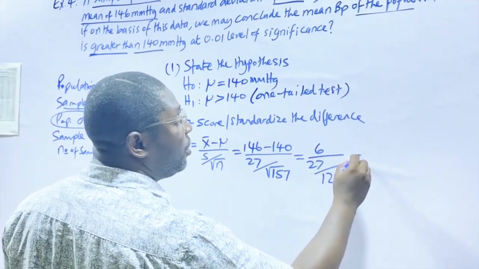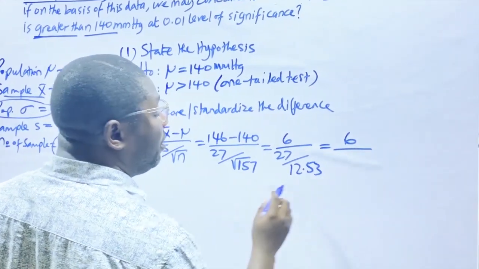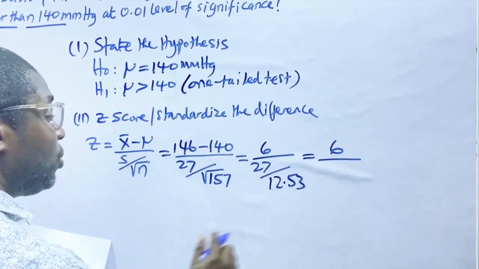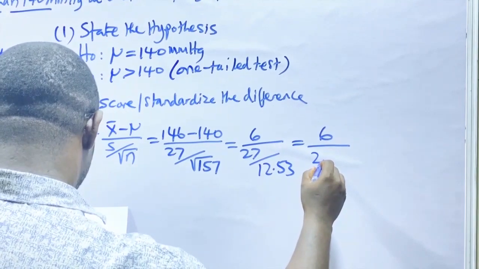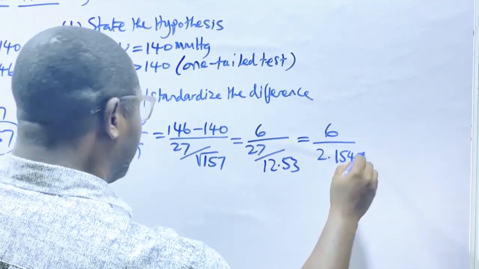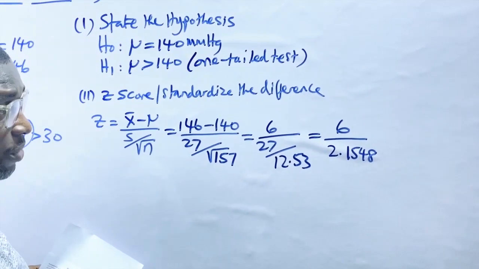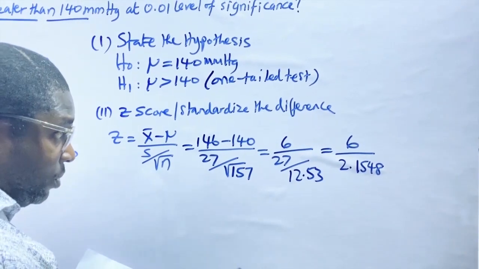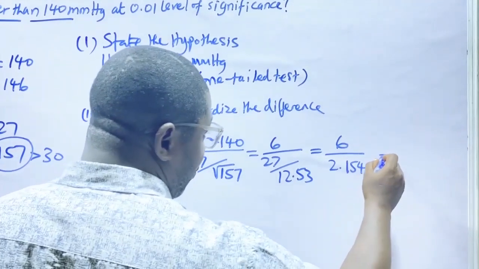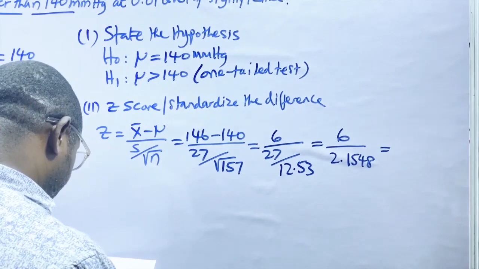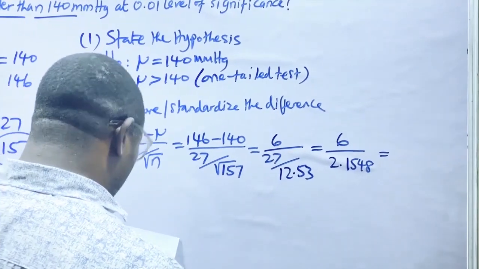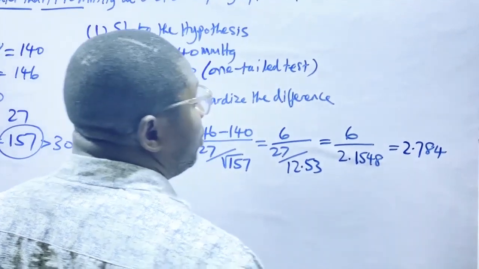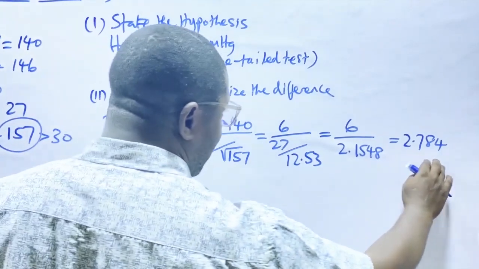Let's continue with this. We now have 6 again divided by 27 divided by 12.53. That should give us 2.1548. That's what you should have. I trust you're following me at home, wherever you are, with your calculator and your paper to solve this problem with me. Then, if we have 6 divided by 2.1548, what are we going to have? We're going to have 2.784. So this is our Z-score.